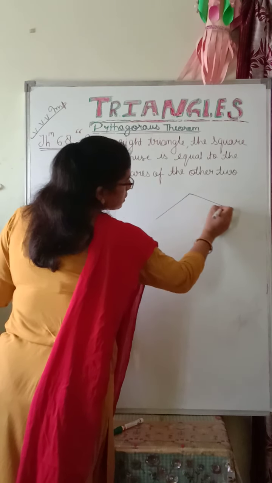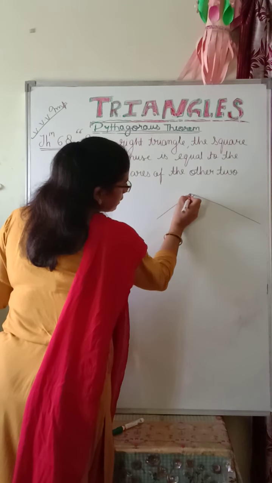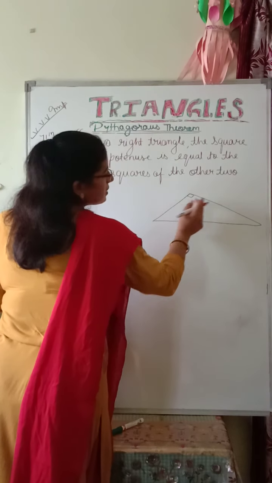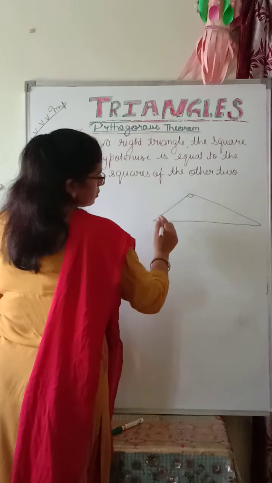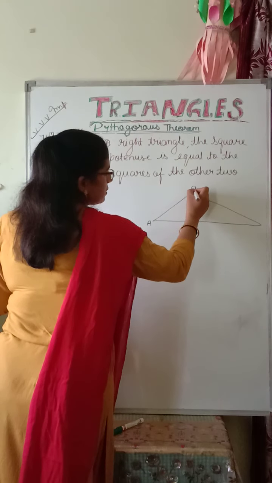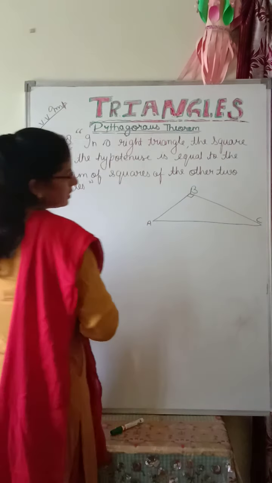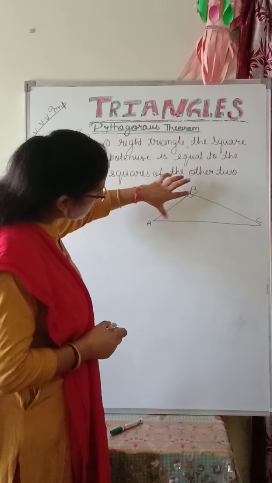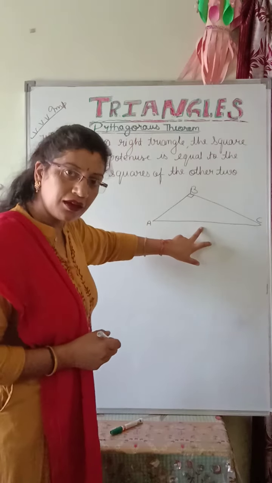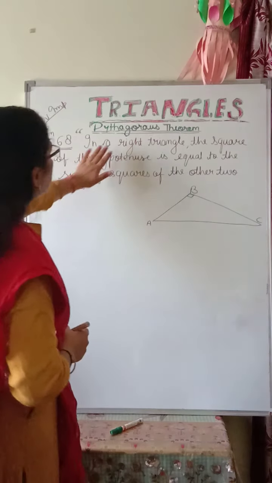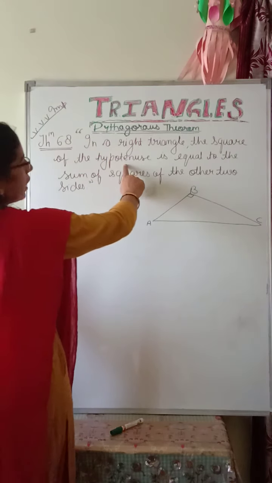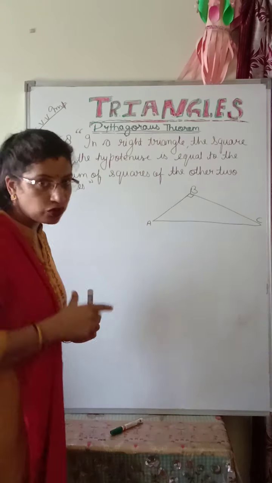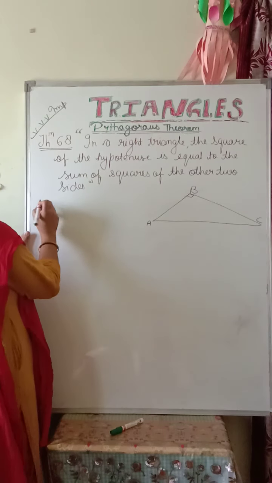Okay, so this is a right angle here, and this is the base, this is the perpendicular, this is the hypotenuse. Let me say this triangle is ABC. It is clear because 90 degree is here, this is the base, this is the perpendicular, and this is the hypotenuse. So in a right triangle, the square of the hypotenuse is equal to the sum of squares of the other two sides. You know this. So what does it mean?